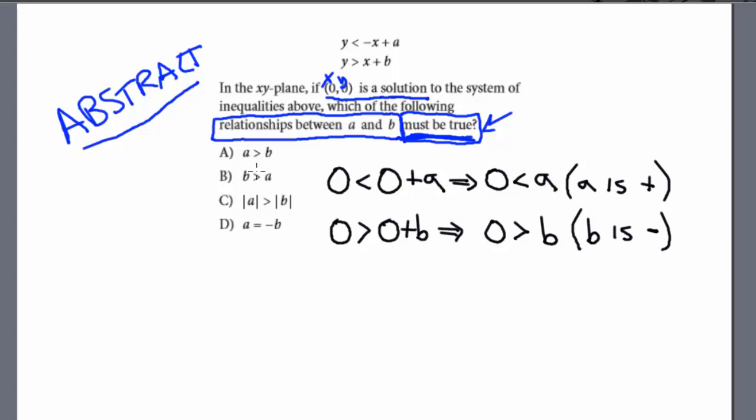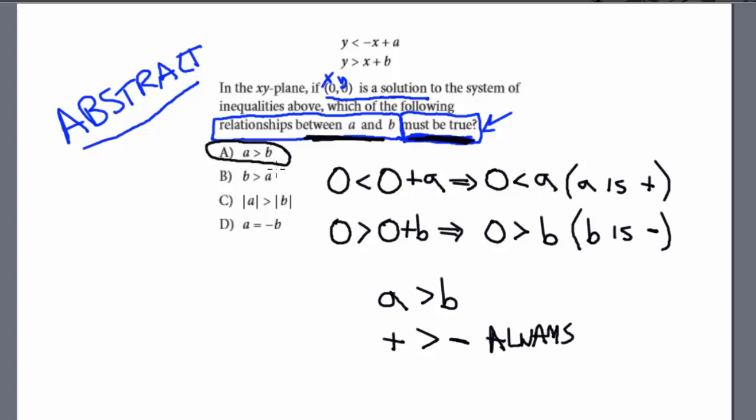It looks like all these questions are asking what's the relationship between A and B. Well, if A is positive and B is negative, I know for sure it must be true that A is greater than B, because a positive number is always greater than a negative number. It must be true. And so A is greater than B, and I'll be darned. There's no other possibility, because a positive number has to be greater than a negative number.